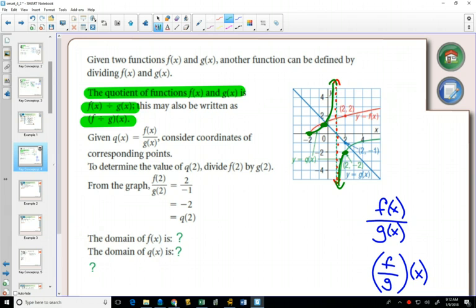You could also look where g of x, the bottom function, is equal to 1. Because what happens when I divide by 1? Stays the same. So, I mean, that's really close together to that other point, but that would stay the same.